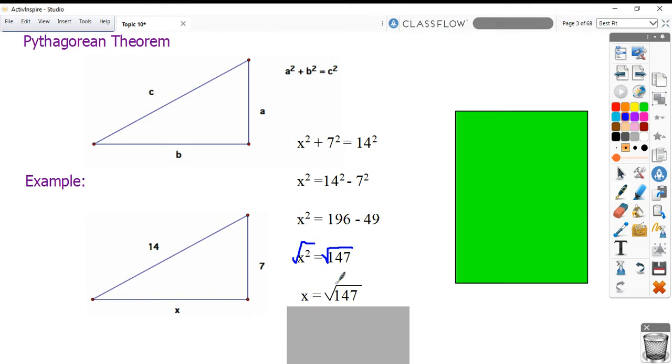Now, square root of 147 is a different animal altogether, because in previous units, what we've done is we would just type this into a calculator and get a decimal approximate answer. Square root of 147, if you type that into a calculator, gives you 12.124 if you're going to round that off. And that's what we would do, and all of your answer choices on the assignments and tests and stuff all had those decimal answers.